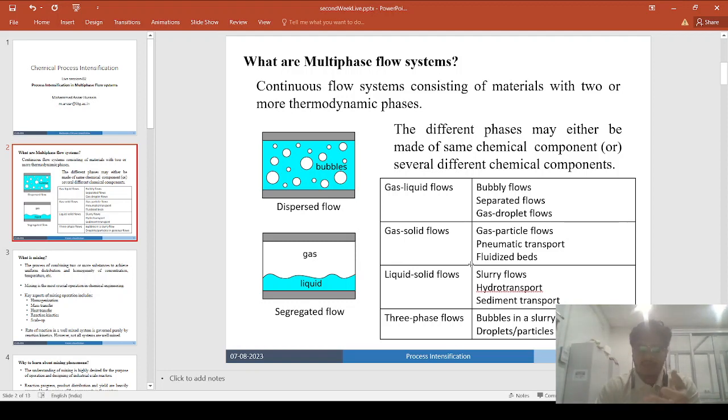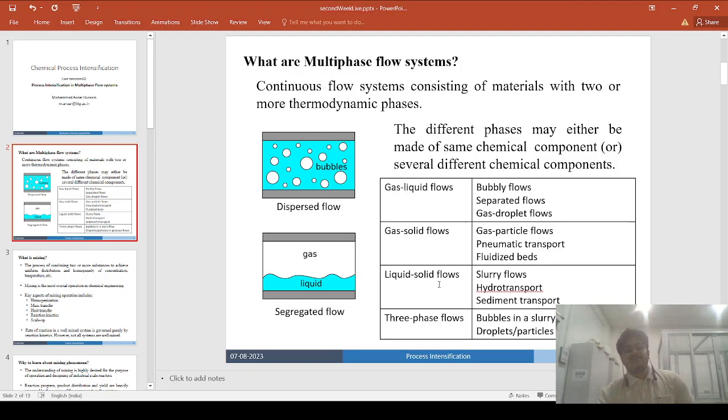So for two-phase flow systems, apart from the gas-liquid, gas-solid and liquid-solid flow systems, there can be another flow system, a liquid-liquid flow system, like an oil and water flow system, where the two different phases are in the liquid state but have different chemical compositions. So yeah, that is a liquid-liquid flow system.